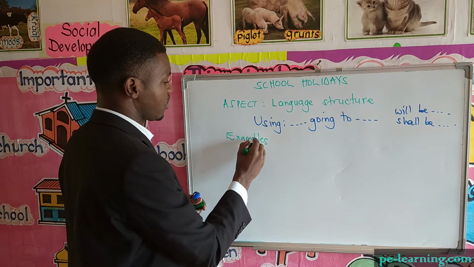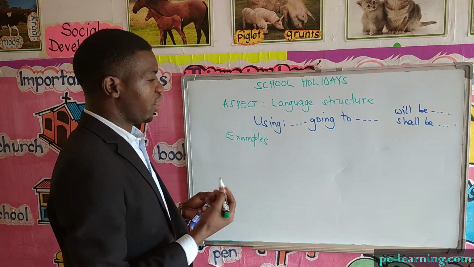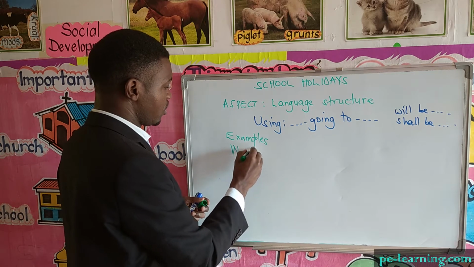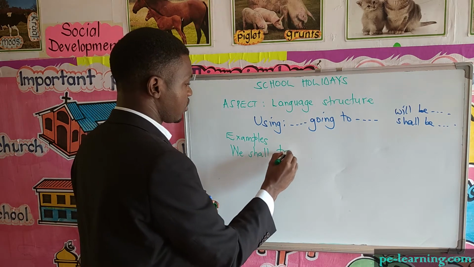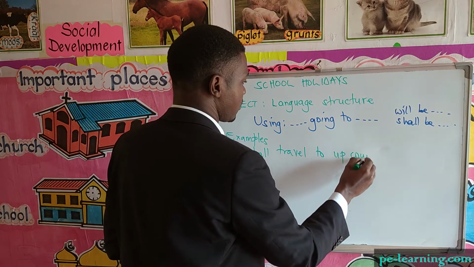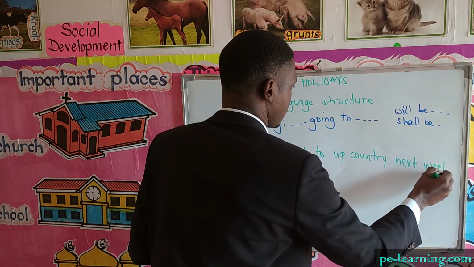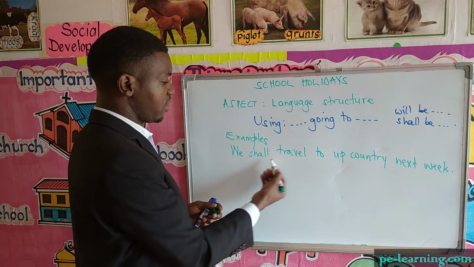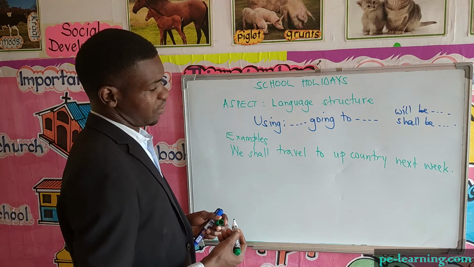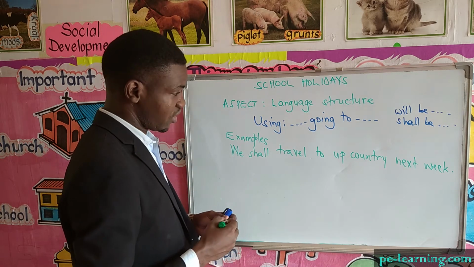How do we use "going to"? We may have a sentence which says, we shall travel to our country next week. I'm very sure you still remember the word up country, and you still remember the meaning of travel. So we're going to use this, and we come up with our structure, going to.